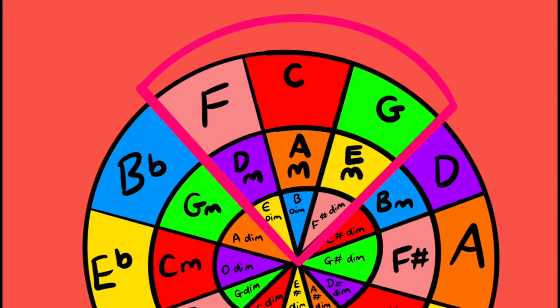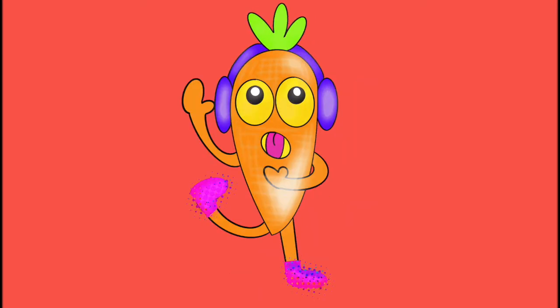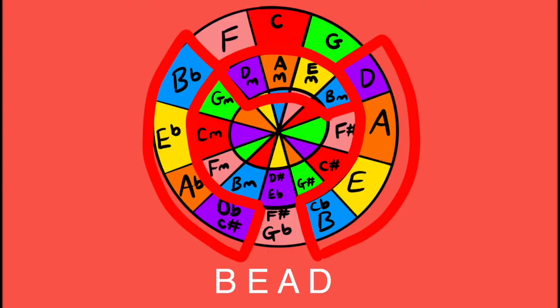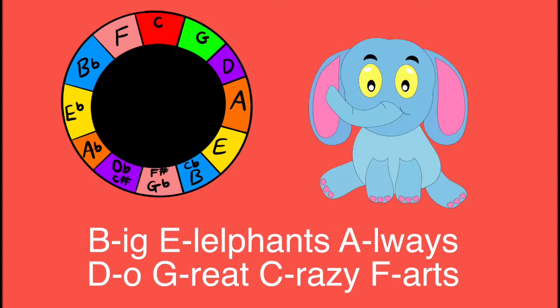Now, the perfect fifth is actually a thing. It's exactly how power chords were made for rock music, as they have no major or minor relevance, so they sound good no matter what. Notice also the word bead, B-E-A-D. Bead is seen a lot in the circle, and that's a great way to memorize the circle of fifths. And you can also make up a sentence like furry chimps go down and eat bananas, or, not sure how relevant or convenient this is, big elephants always do crazy farts, if I'm allowed to say that word.